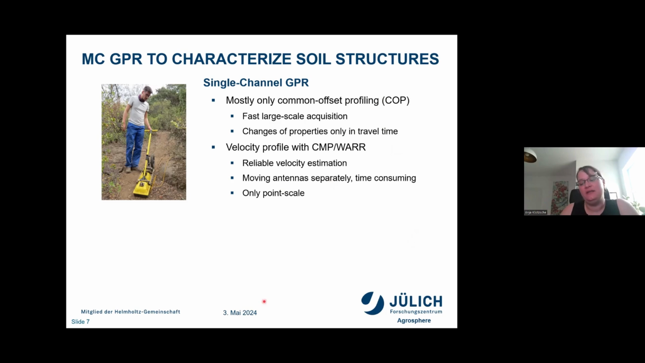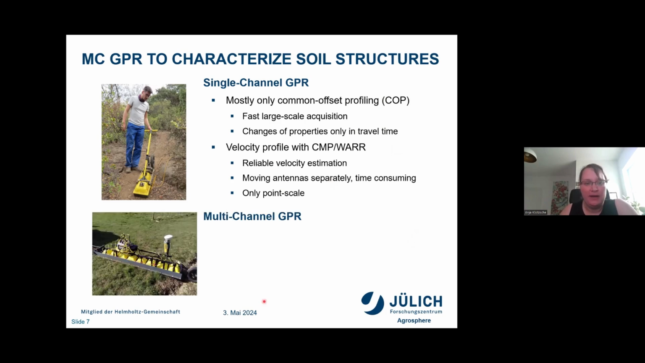And that's the nice thing that the multi-channel device is basically combining, because in the end you have here one transmitting antenna and multiple receivers. So you have a lot of profiling information, but also at each location you measure one of these point measurements. Therefore, you can have along your profile very detailed depth and velocity information of your soil that you can then relate to water content in the end.